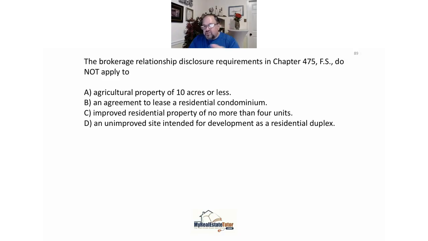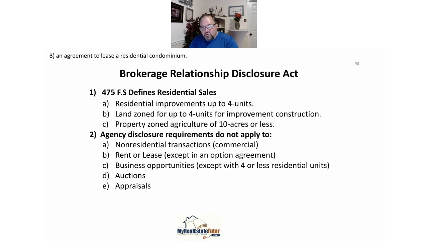out of these 4, one of them doesn't apply. And the one that doesn't apply here is the one that doesn't fit into the residential definition under 475. Ag property of 10 acres or less, yes, because it's considered residential. An agreement to lease, no. Improved residential property of no more than 4 units, yes. An unimproved site intended for the development of a residential duplex, it's less than 4 units, duplexes 2, yes. So the one that doesn't fit this definition is a lease, okay? So if you know your 475 laws, on what they define as residential sales, you'll be able to figure it out as you read each answer, okay?